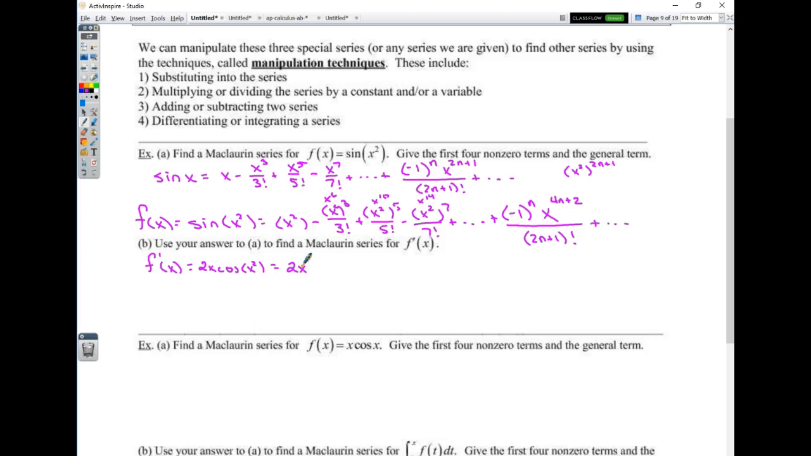Instead of calling this x to the 6 over 3 factorial, that would become 6x to the 5th over 3 factorial. Instead of calling the next term x to the 10 over 5 factorial, that would become 10x to the 9th over the next term.